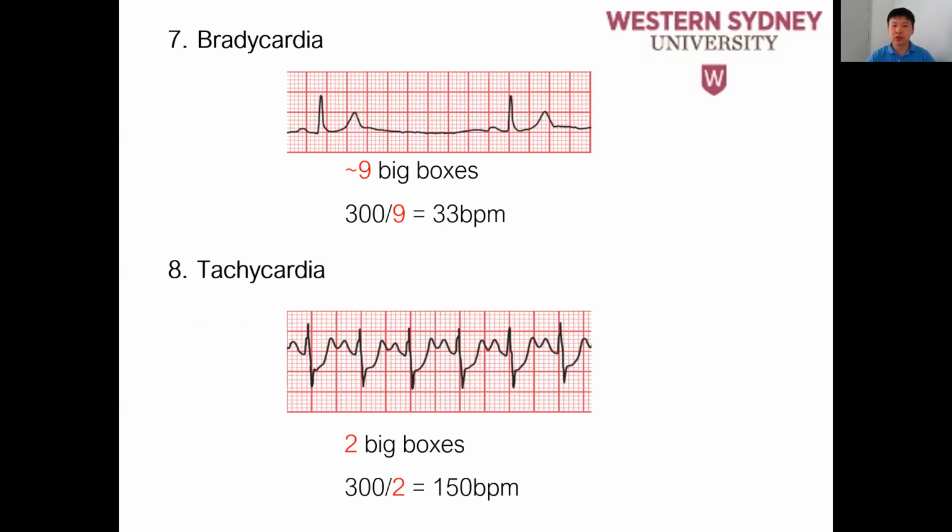So these are 2 examples. The top example is an example of bradycardia. And just to show you the simple method I talked about before, there's roughly 9 big boxes, just a little bit more, for the RR interval. So if we plug it into the equation, you have 300 divided by 9, so that's roughly 33 beats per minute, and this would be an example of bradycardia. And then the bottom example, you've got another rhythm strip. The RR interval is roughly 2 big boxes, and therefore you plug into the equation again, 300 divided by 2, and the heart rate for this patient would be 150 beats per minute, and that would be a tachycardic ECG or rhythm.